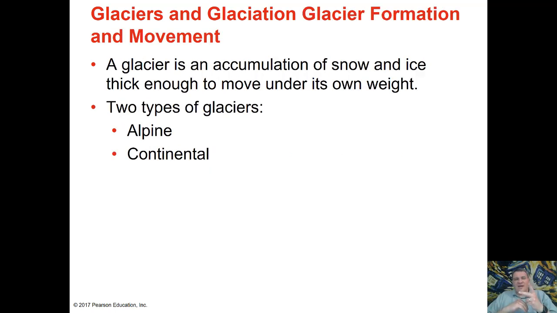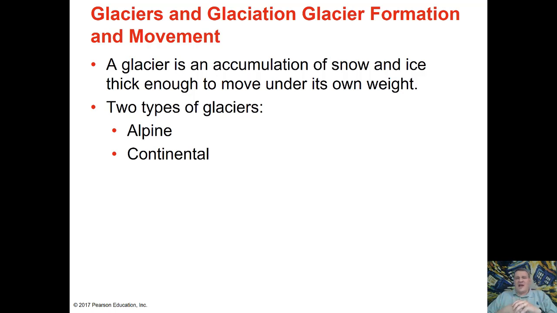So there are two types of glaciers. There are alpine glaciers, what we find in mountains, and continental glaciers. These are ones that actually span over continents. Continental glaciers are things like Antarctica. Okay, all of Antarctica is actually covered in this sheet of ice. Okay, we also have continental glaciers in Greenland.